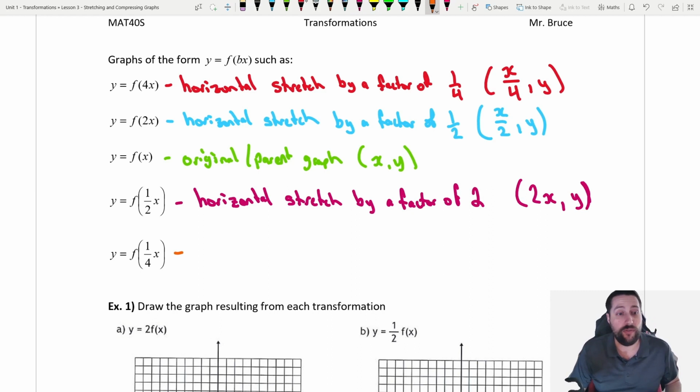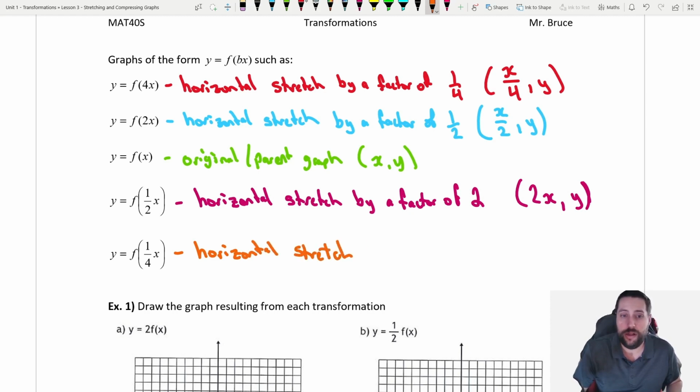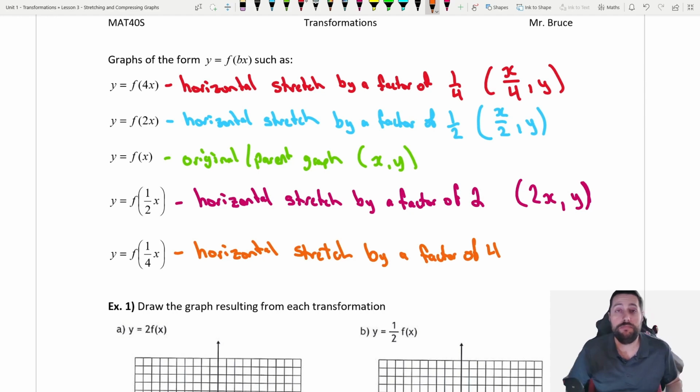Next one, the last one we have: y is equal to f of 1/4 x. Again, this is going to be a horizontal stretch by a factor of 4. Again, I've taken the reciprocal of b. So it's going to be 4x, and then y remains the same.